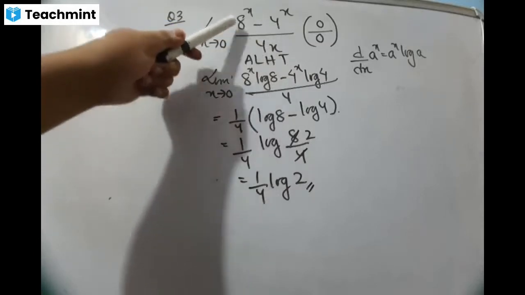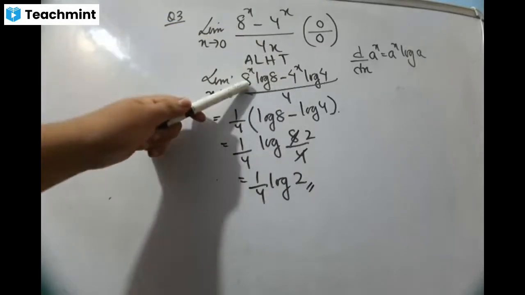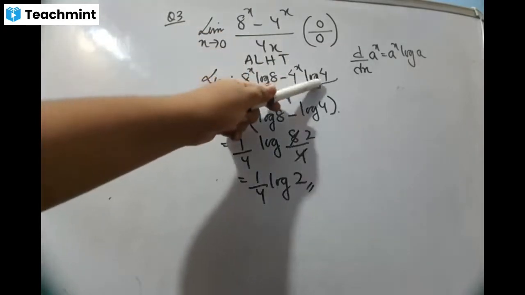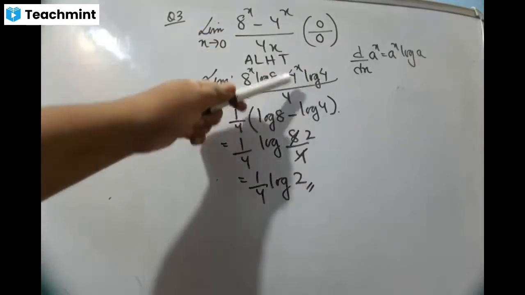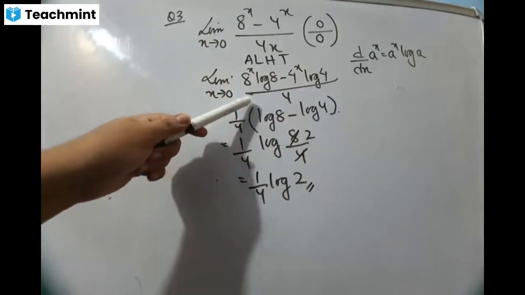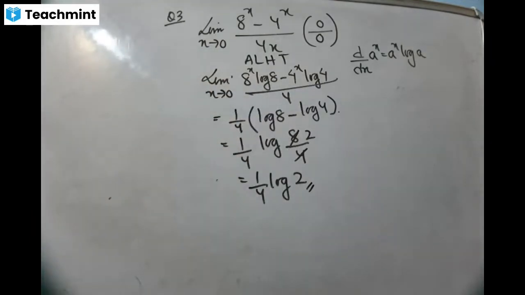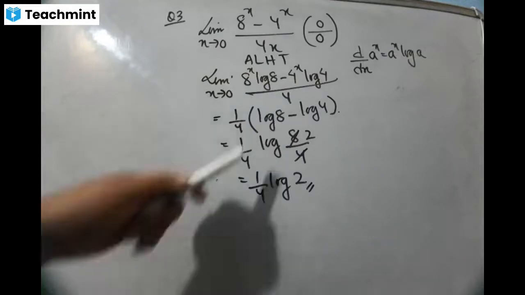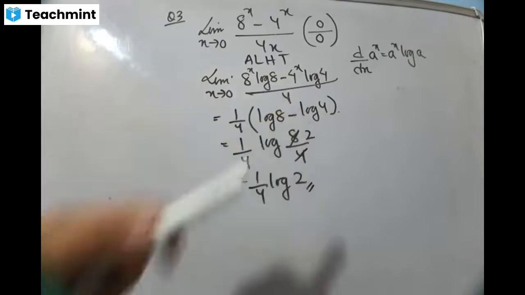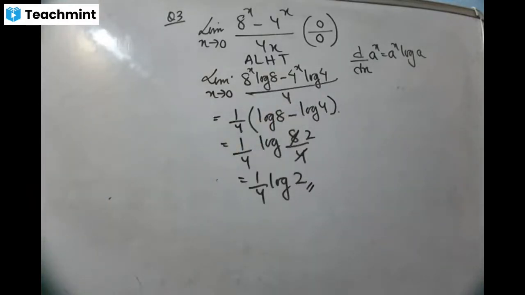Okay, so the derivative of 8 to the power x is 8 to the power x log 8. The derivative of 4x is 4, since the derivative of x is 1. Once you have differentiated, repeat the same process, which means put the value of x in the denominator. Since x is not there, this is 4. That means this can never be 0 again. So you have successfully removed 0 from the denominator.